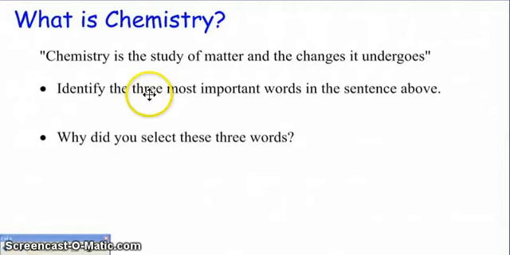So the first thing you want to do is identify the three most important words in this sentence here. So what do you think are the three most important words? And then, of course, why did you select them? So you want to jot down your reasons for picking these three words. And we'll talk about this in class.